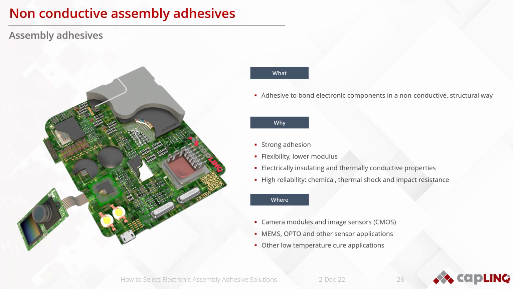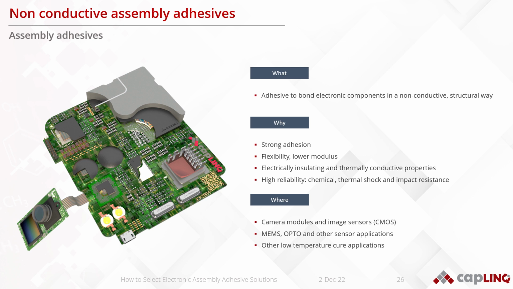Let's move on to the non-conductive adhesives. What, why, and where? Well, what? It's an adhesive, of course, to bond components in a non-conductive, more structural way. Why do you want it? Well, you want some flexibility, maybe some lower modulus. You want some strong adhesion. Maybe you want some electrically insulating material for your components, or you want to have some thermal conductivity properties, or you just want to increase the overall reliability of your package.